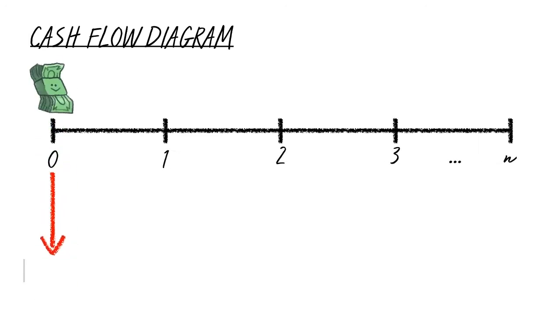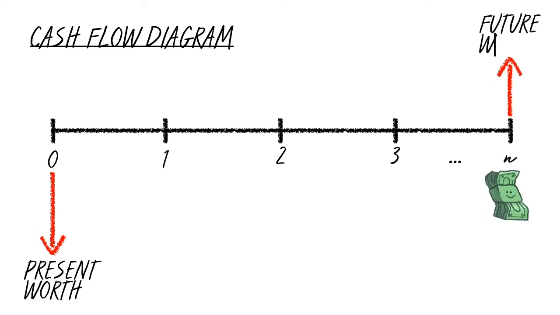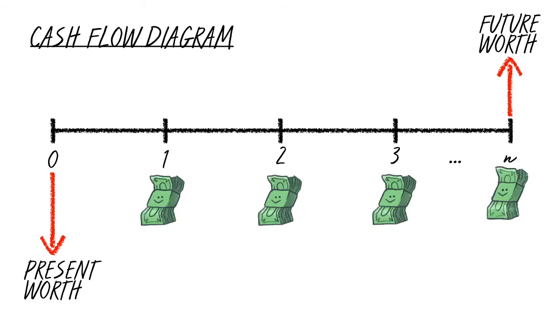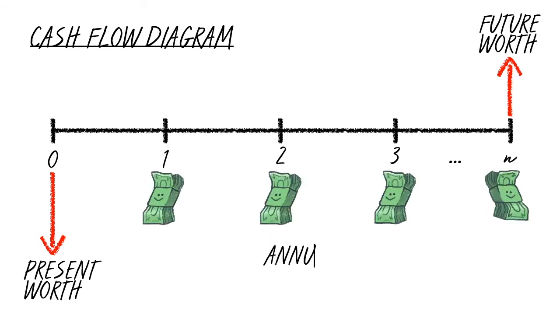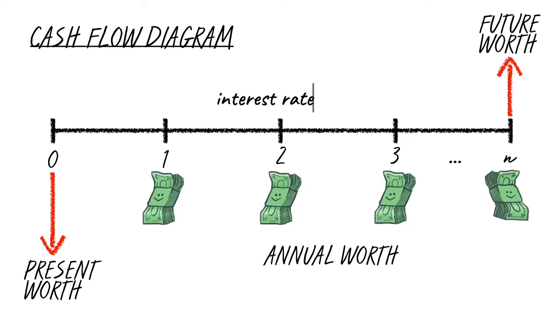So therefore, it is more convenient to study the value of money by using the cash flow diagram. The cash flow will be drawn across certain timeline. Usually it is measured in yearly basis, and any money movement during year 0, we will call it present worth or P. Any money movement at the end of the timeline, we call it future worth or F. Any consistent money movement between year 1 to the end of the cash flow timeline, we call it annual worth or A.